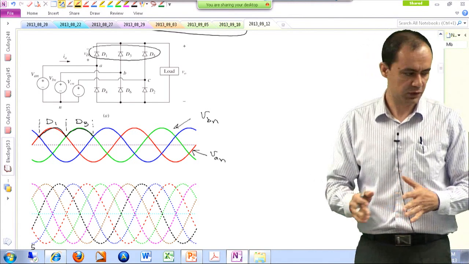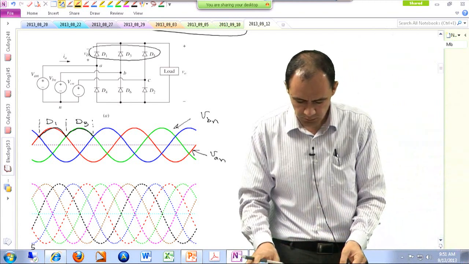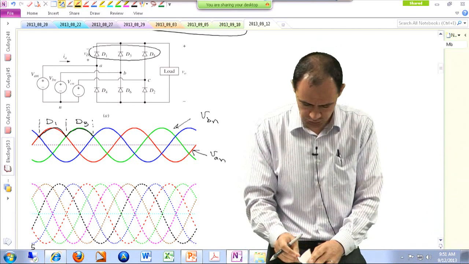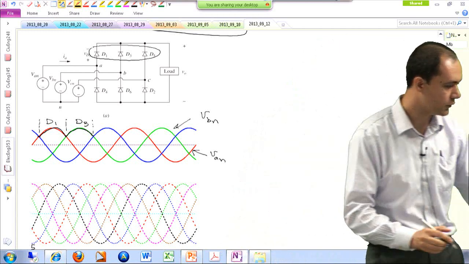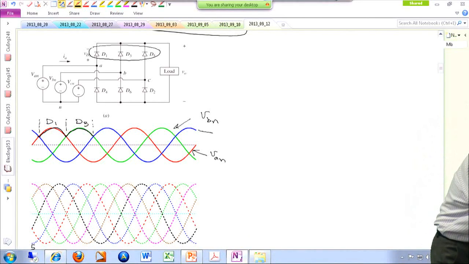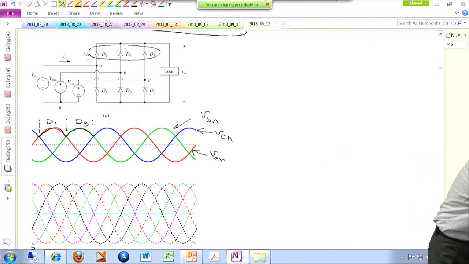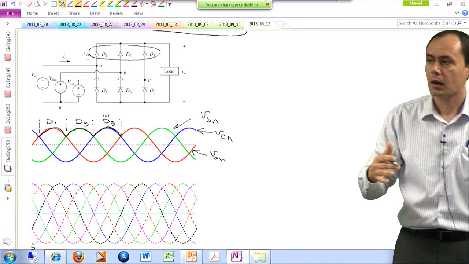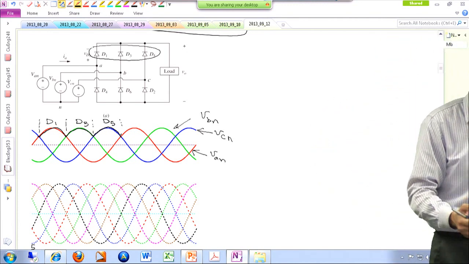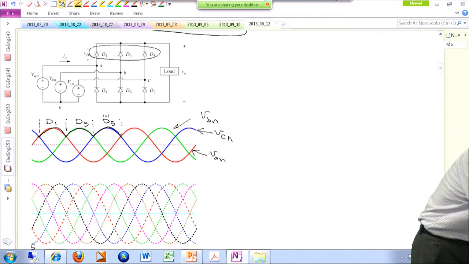Then for the third portion of the cycle, we have the blue voltage, VCN, which is the largest one. D5 is connected to the blue voltage source, so D5 is going to be on. And we just covered one cycle. Then the next cycle will start. Again, the red one, which is VAN, is the largest one. So D1 is going to be on, then D3, and then D5.